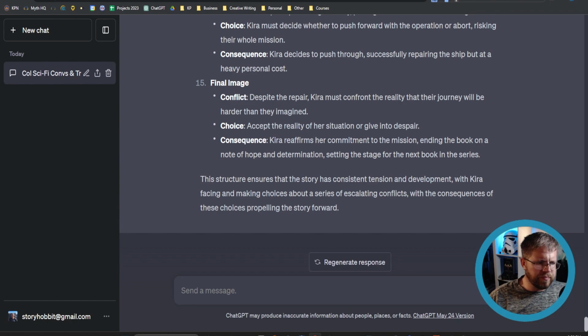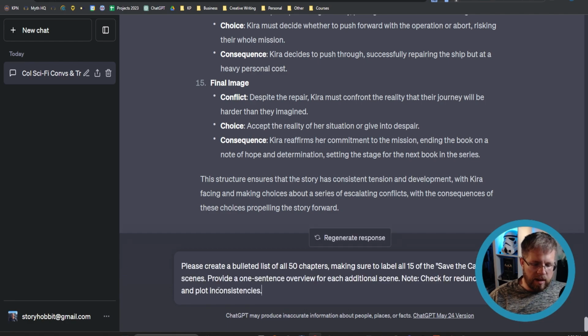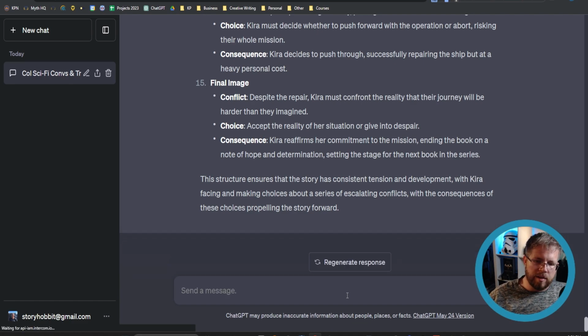All right, now moving on to, this is the last prompt. We have the chapter list. And I'm just going to add this in here. Please create a bulleted list of all 50 chapters, making sure to label all 15 of the Save the Cat scenes. Provide a one-sentence overview for each additional scene. Note, check for redundancy and plot inconsistencies. That's a good one to add, I think, because it will often make itself redundant. But let's see what that does.